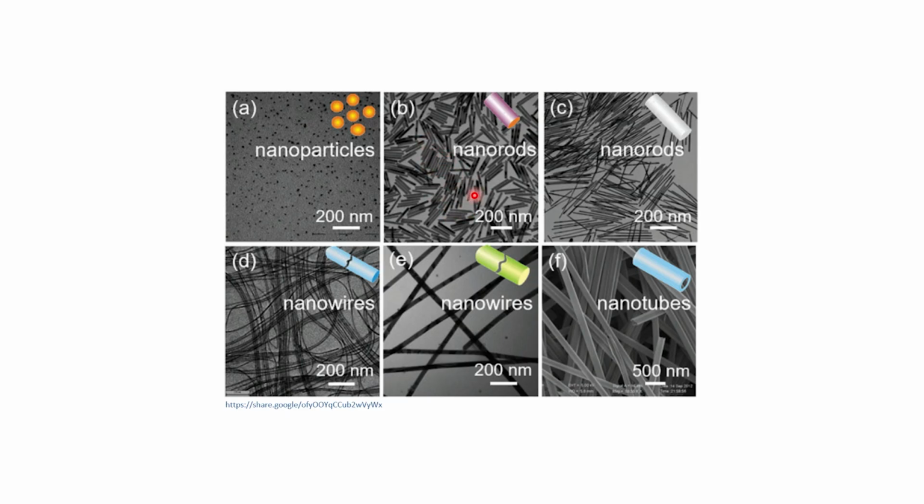This is how nanorods look. Then these are also nanorods. These are nanowires, and these are nanotubes, and these are also nanowires. So this is how they look under a microscope.